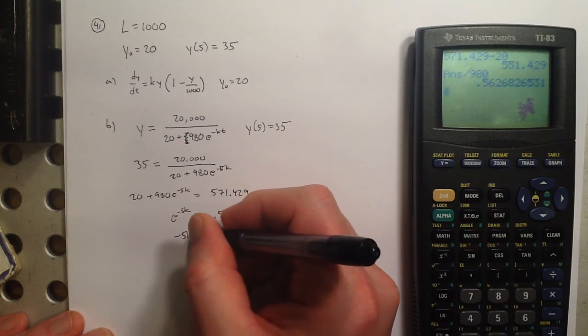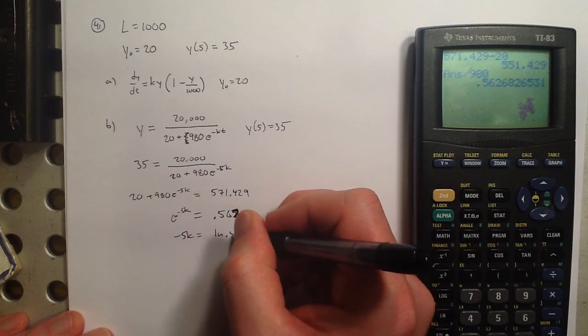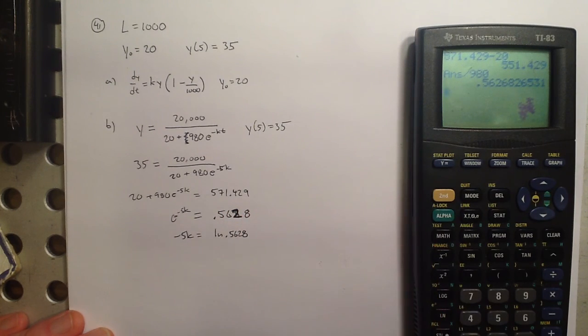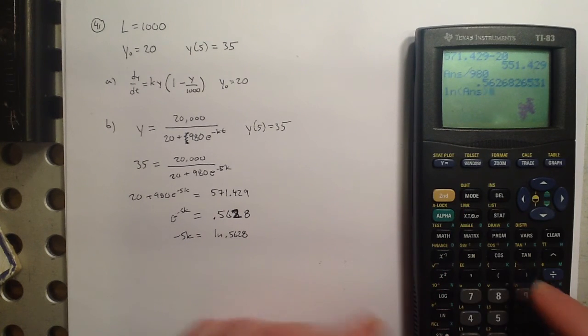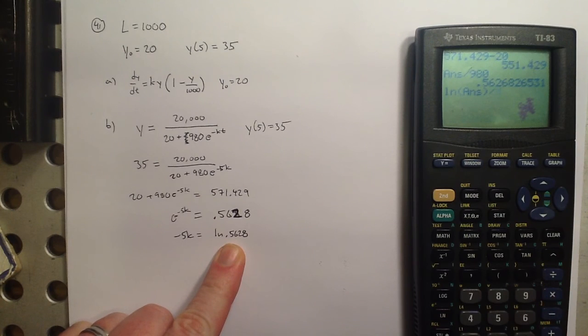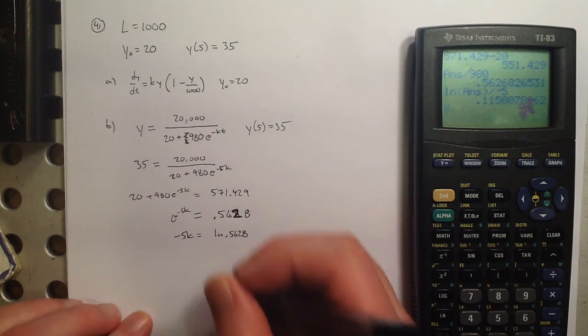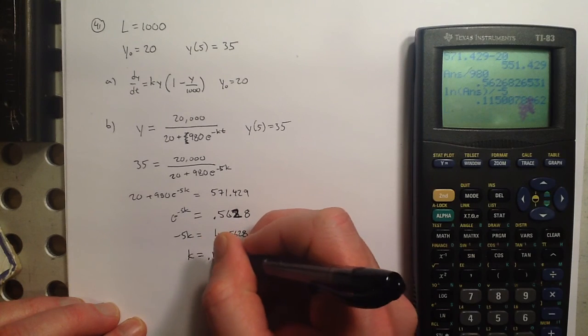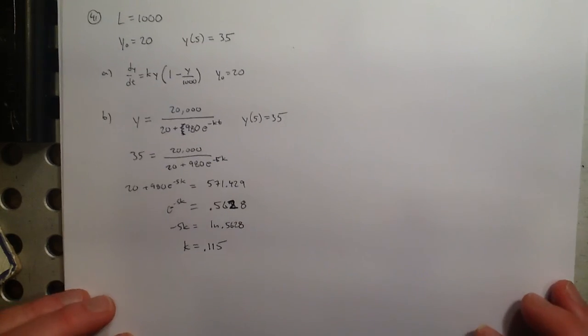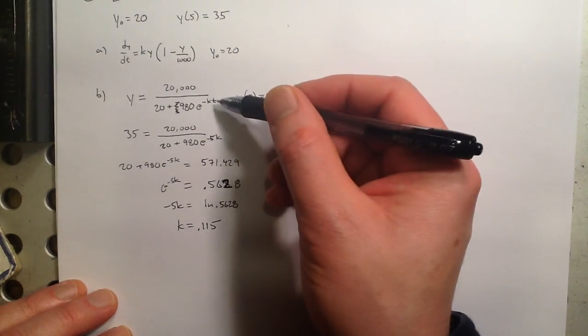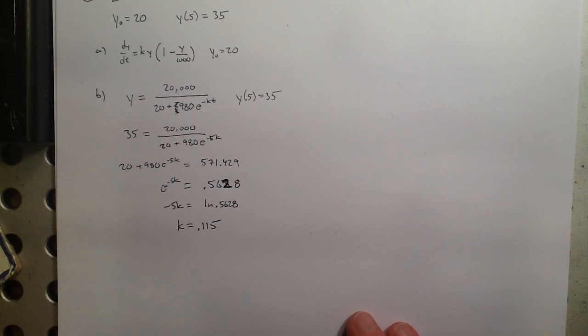So natural log of both sides. I'll take the natural log of my answer, right, and then divide by negative 5. And that gives me k is equal to 0.115. So there's my constant. And I could rewrite this model now with the k in there if I wanted to. And then the last couple parts here, C and D, make a table that illustrates how the flu spreads day to day over the 2-week period.